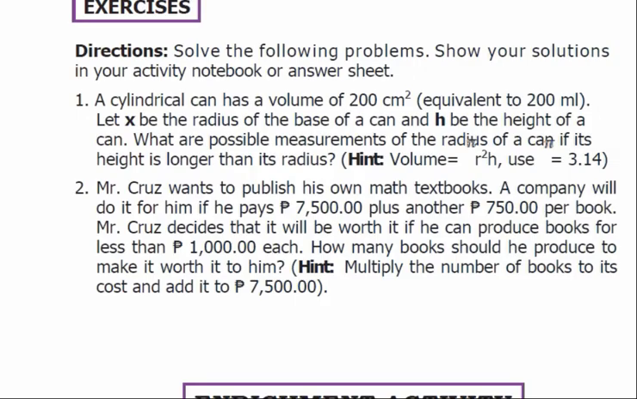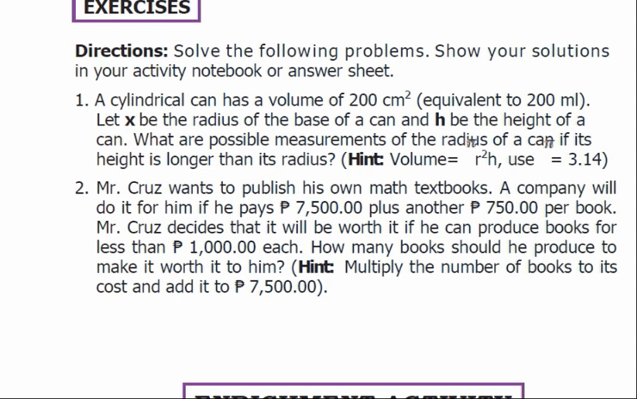Let's continue for number 2 problem. Let me read the problem. Mr. Cruz wants to publish his own math textbooks. A company will do it for him if he pays 7,500 pesos plus another 750 per book. Mr. Cruz decides that it will be worth it if he can produce books for less than a price of 1,000 pesos each. How many books should he produce to make it worth it to him?